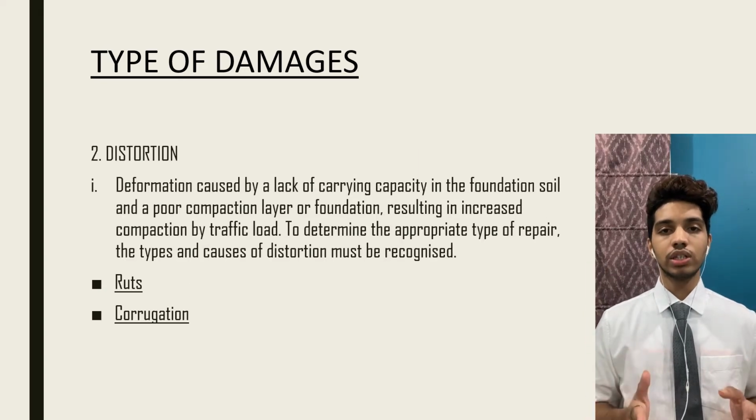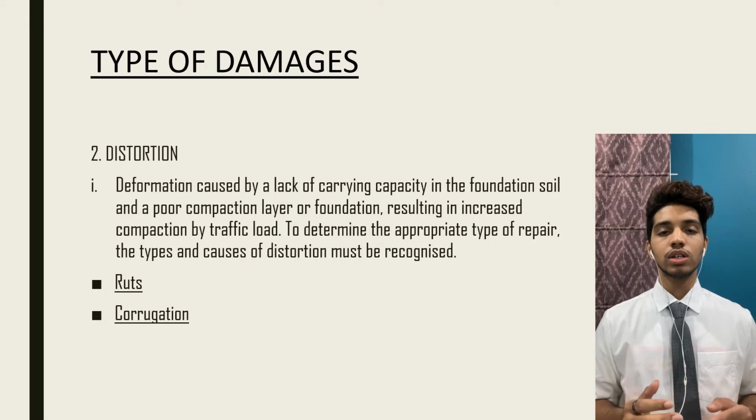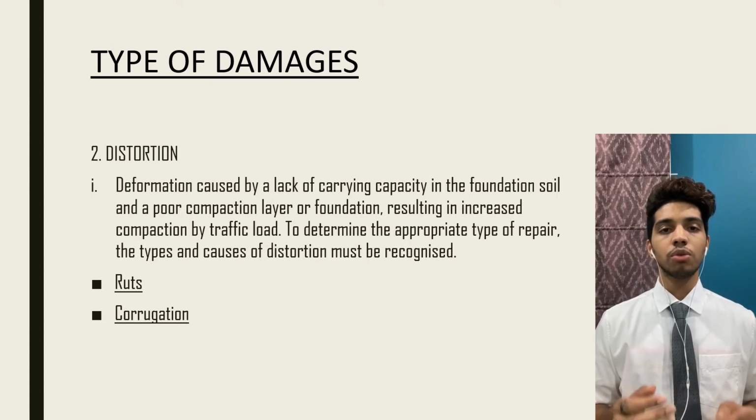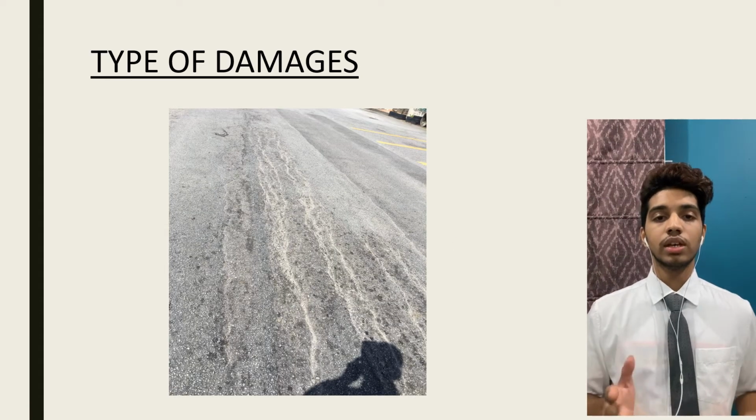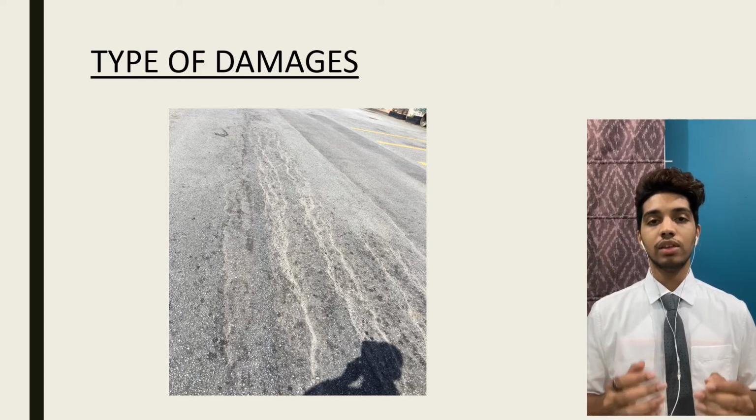Next is corrugation, which is a transverse groove that causes inconvenience for road users. This damage occurs due to low stability from a mixture with asphalt content that is too high, excessive fine aggregate, or aggregate that is too round. This damage can also occur with the use of liquid asphalt pavement because the road was opened to public traffic when the pavement was not yet steady. As you can see, this is an example of distortion that occurs near my living area.